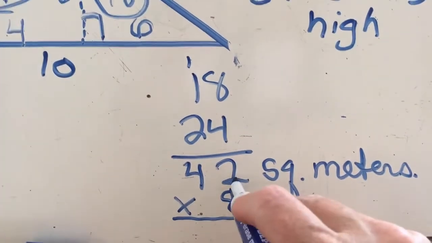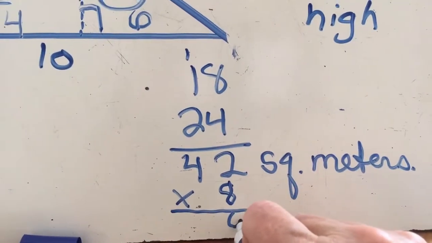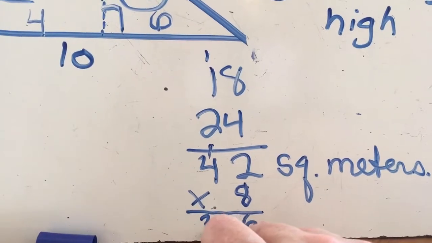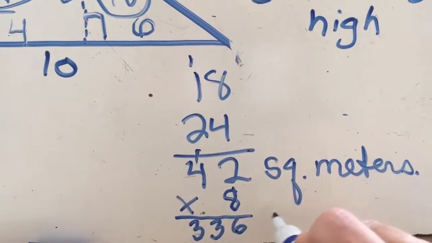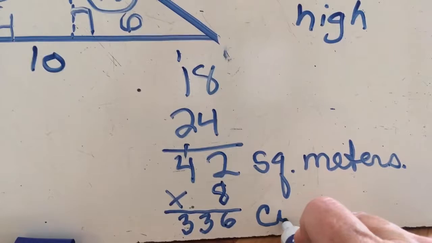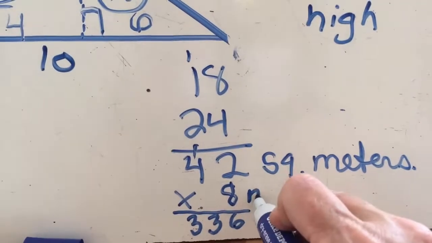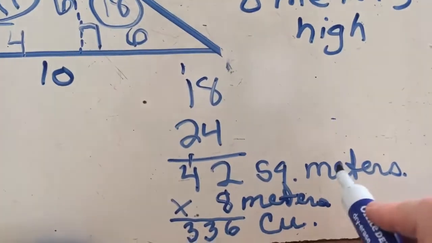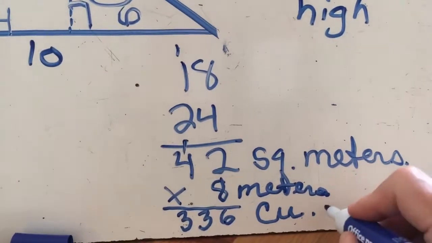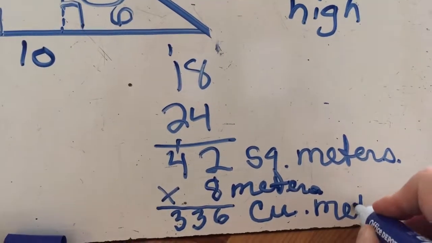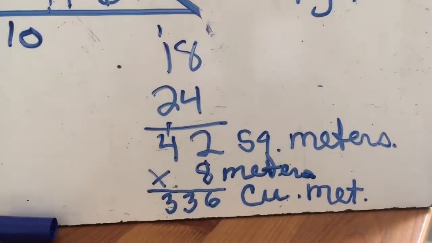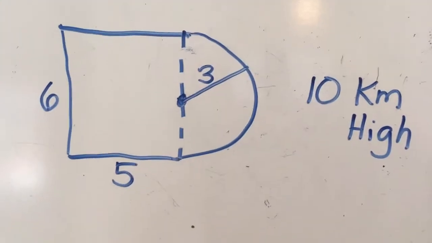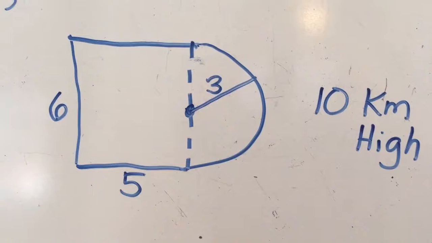And 42 times 8 is going to be 336. So the volume is now cubic, because remember this was meters again. So we've got square meters times meters is cubic meters. Okay, and there we have it, 336 cubic meters. Wow, this figure is really big because it is in kilometers.